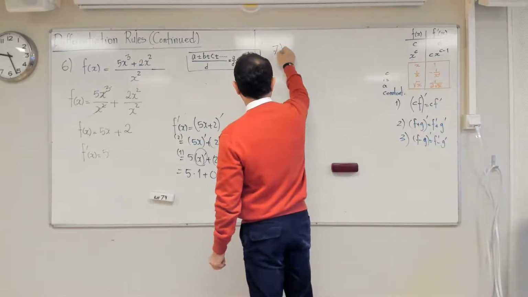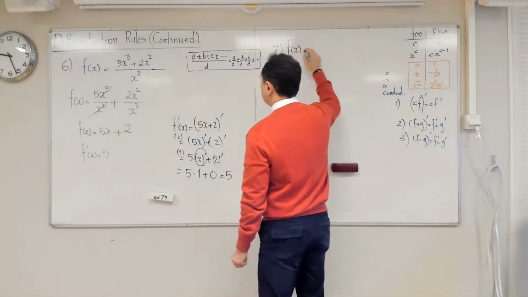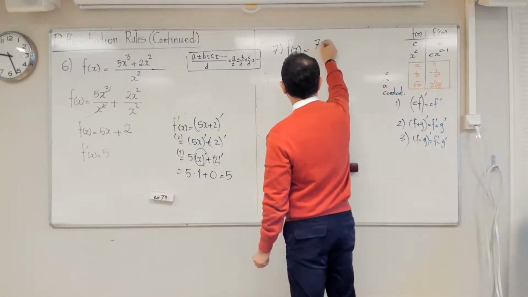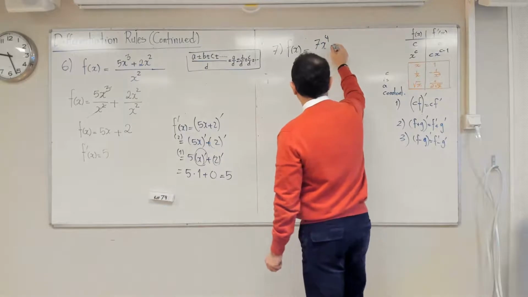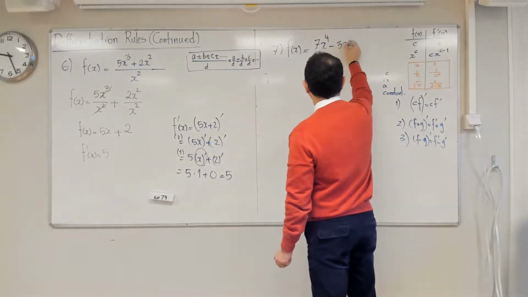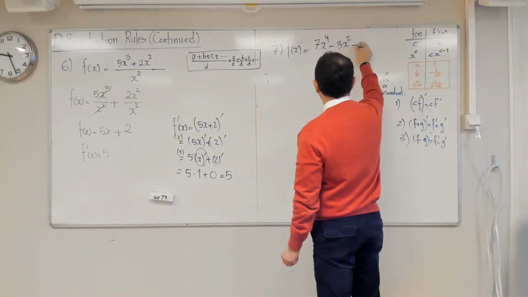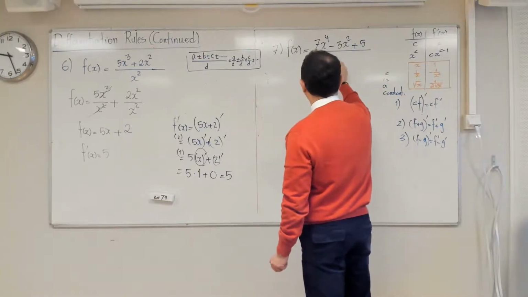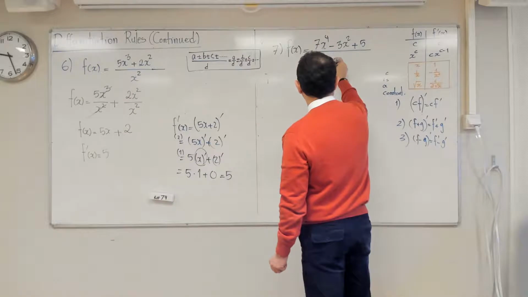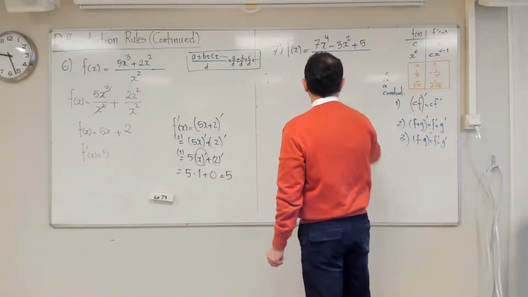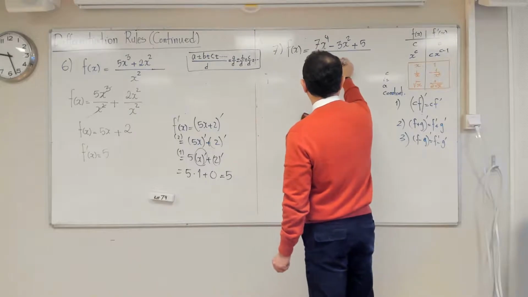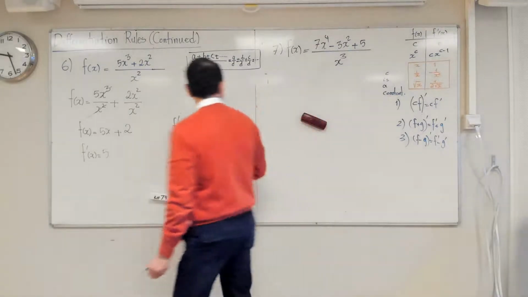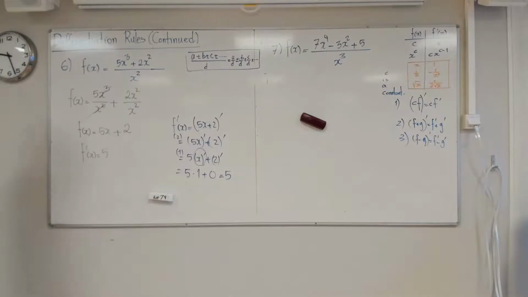Number 7. f of x is equal to, for example, 7x to the 4 minus 3x to the 2 plus 5, divided by, so let us make it x to the 6. Okay, let us make it x to the 3. Here, nothing you can simplify because you cannot factor anything in the numerator.